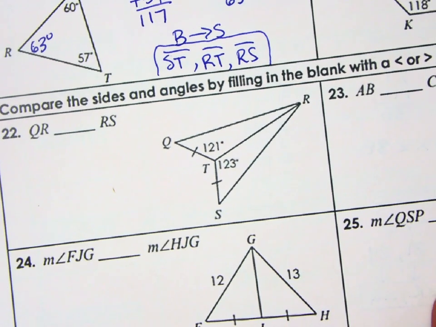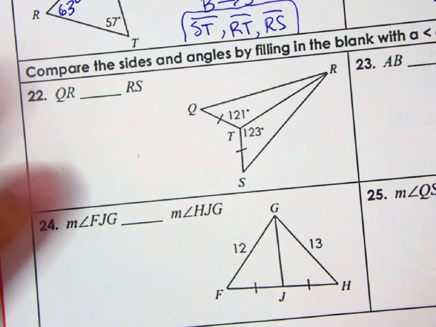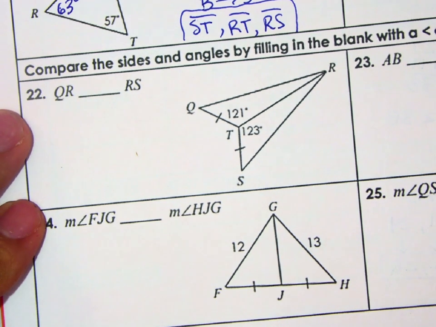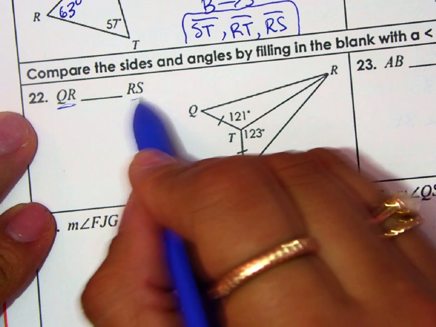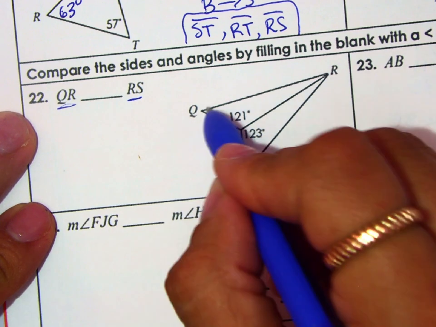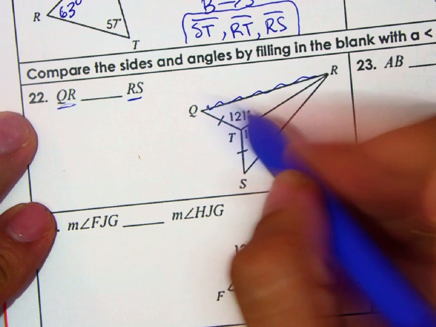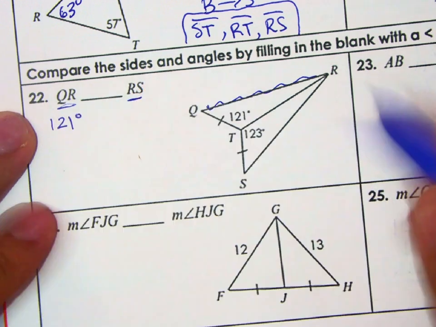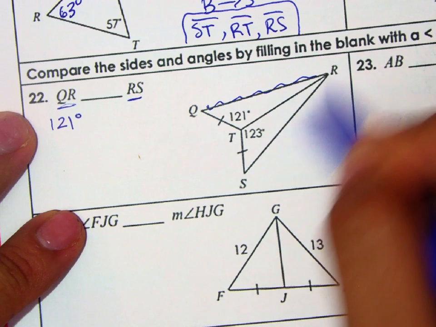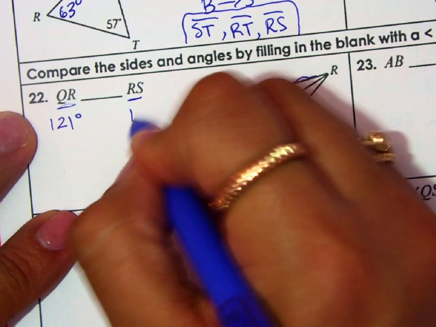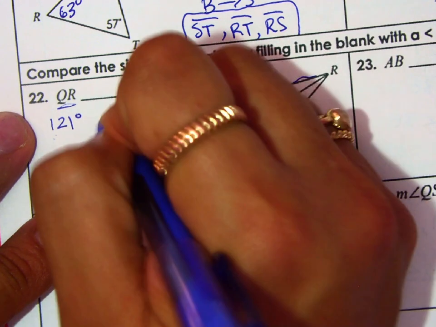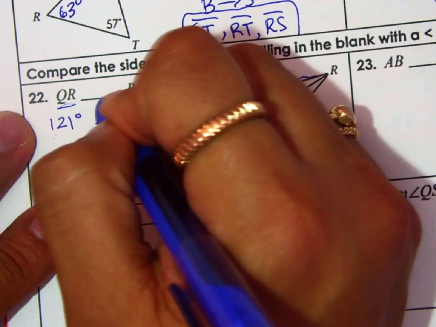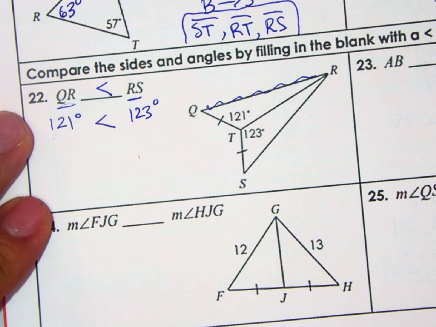All right, on the next one, I believe I'm just going to do these two as well, so you can try the others. And QR is being compared to RS. QR is this one, and it's across 121. RS is this one, and it's across 123. So if you compare 121 and 123, 121 is less than 123. So QR is less than RS.